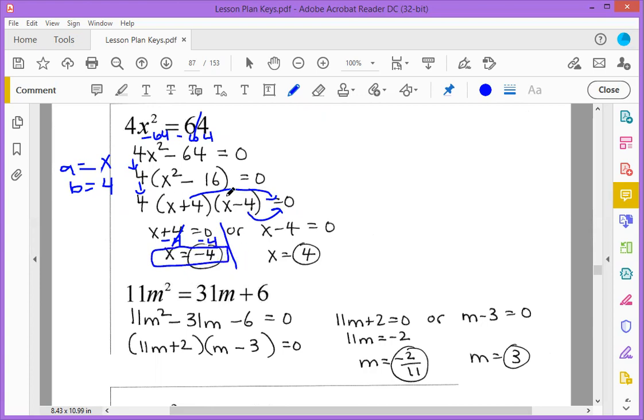Our second factor, x minus 4 equals 0. We're going to solve this equation by adding 4 to both sides of the equation. The 4's will cancel on the left side, leaving x. And on the right side, 0 plus 4 gives us 4. So our two solutions, x equals negative 4 or positive 4.